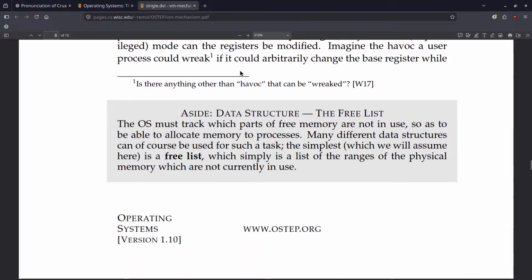Let's see this. This structure is the free list. The OS must track which parts of the free memory are not in use, so as to be able to allocate memory for processes. Many different data structures can be used for such a task. The simplest, which we will assume here, is a free list, which simply is a list of ranges of the physical memory which are not currently in use.